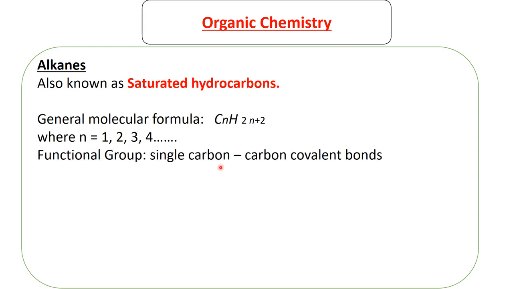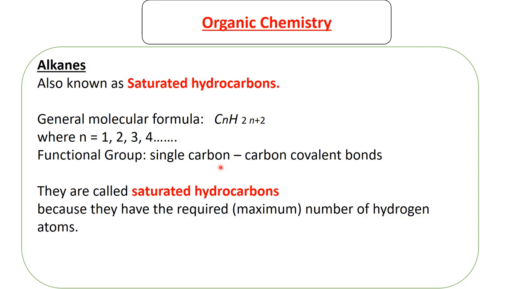Then their functional group is a single carbon-to-carbon covalent bond. All alkanes have a single bond between their carbon atoms. Now, why are they called saturated hydrocarbons? They are called saturated hydrocarbons because they have the required or maximum number of hydrogen atoms. In short, the maximum number of bonds that a normal carbon atom can form is 4 bonds. Let me say that again. The maximum number of bonds a carbon atom can form is 4.